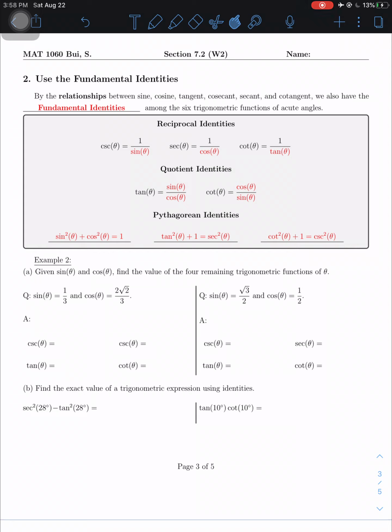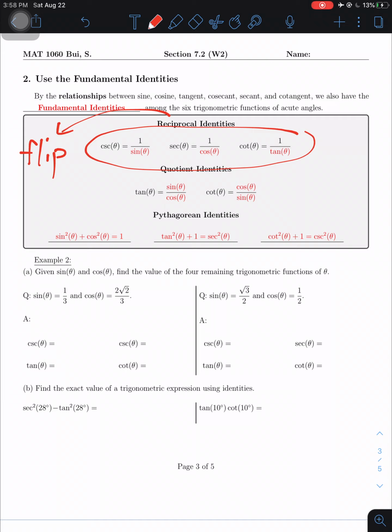Okay. All right. By the relationships between sine, cosine, tangent, cosecant, secant, and cotangent, we also have the fundamental identities among the 6 trigonometric functions of acute angles. Alright, so I show you guys the flip of each other. Reciprocal is the fancy word for flip. Okay, just in case you don't know what reciprocal is. And just a heads up, in the test, I'm not going to ask you guys to write reciprocal or any long, lengthy word.